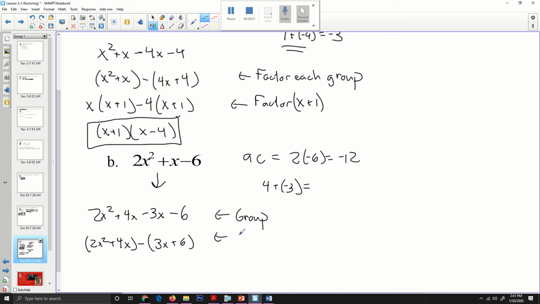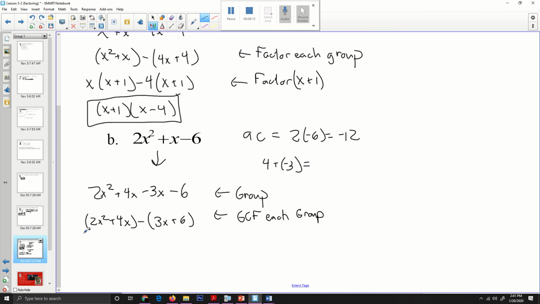And then I'm going to GCF each group. It really should be find the GCF of each group, but I'm doing shorthand here. So the greatest common factor of 2x squared plus 4x is going to be 2x. And when I divide 2x squared by 2x, I'm going to get x. And when I divide 4x by 2x, I'm going to get 2. And then the greatest common factor of 3x and 6 is going to be 3. That'll leave me x and 2 again, and that's good because we have the x plus 2 and the x plus 2.